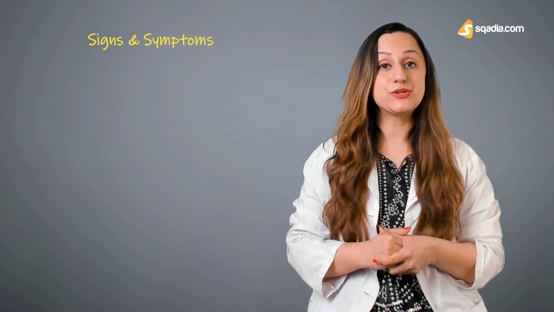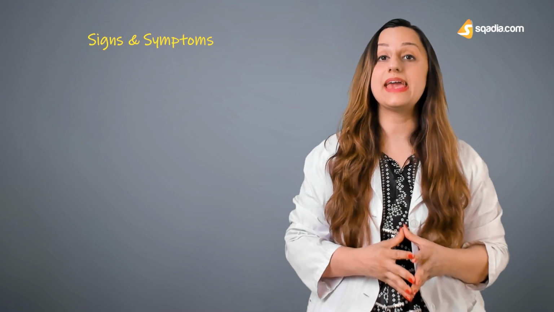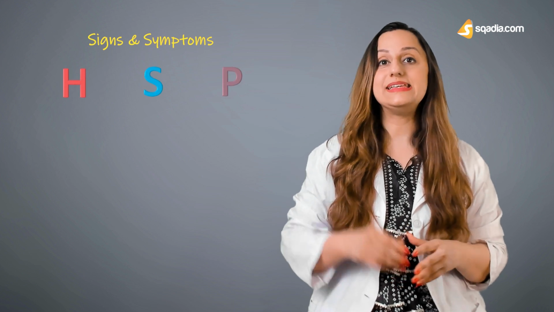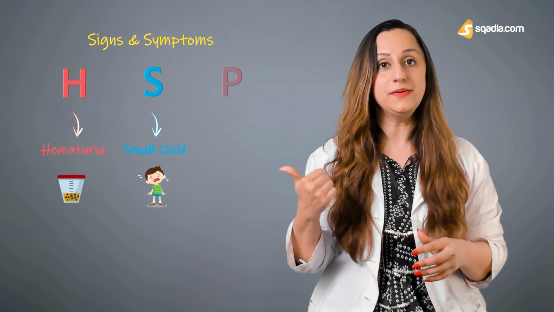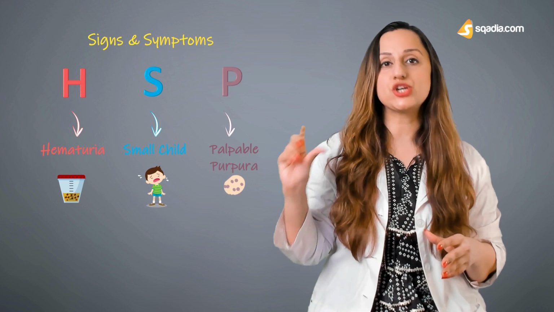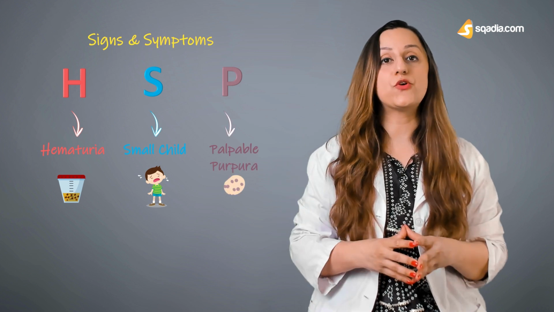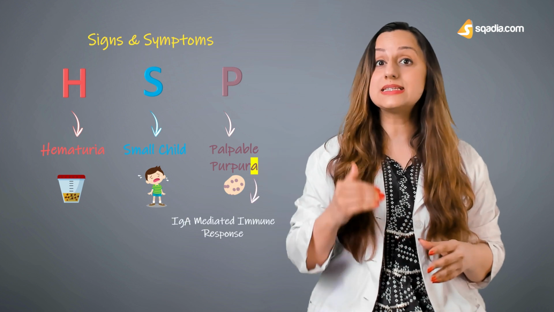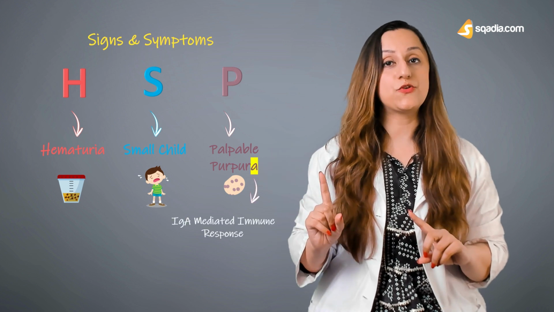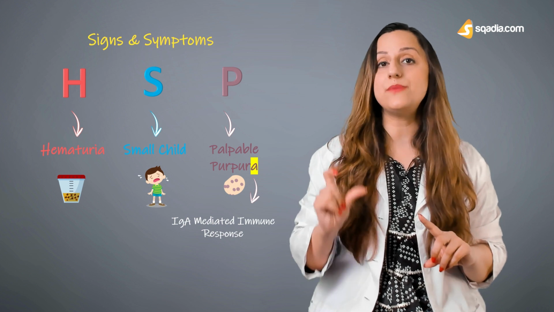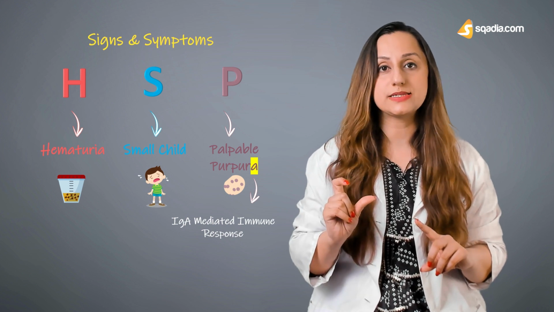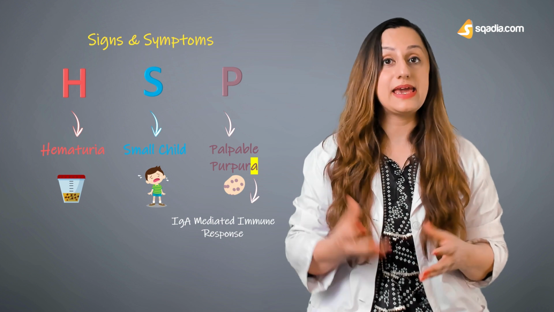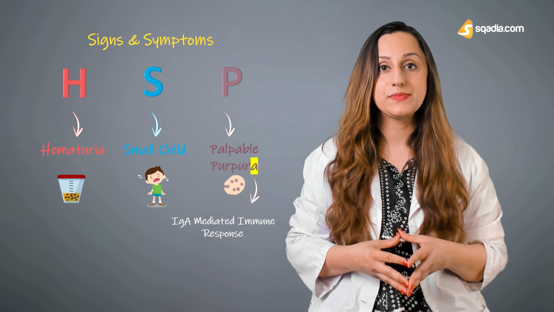I have a fun way to remember the signs and symptoms in a case of Henoch-Schönlein Purpura. So here, the H stands for hematuria, the S for a small child, the P stands for the palpable purpura on the buttocks. The last A in the purpura stands for the significance of IgA-mediated immune response. So I hope now you'd remember the key points in the case of Henoch-Schönlein Purpura.